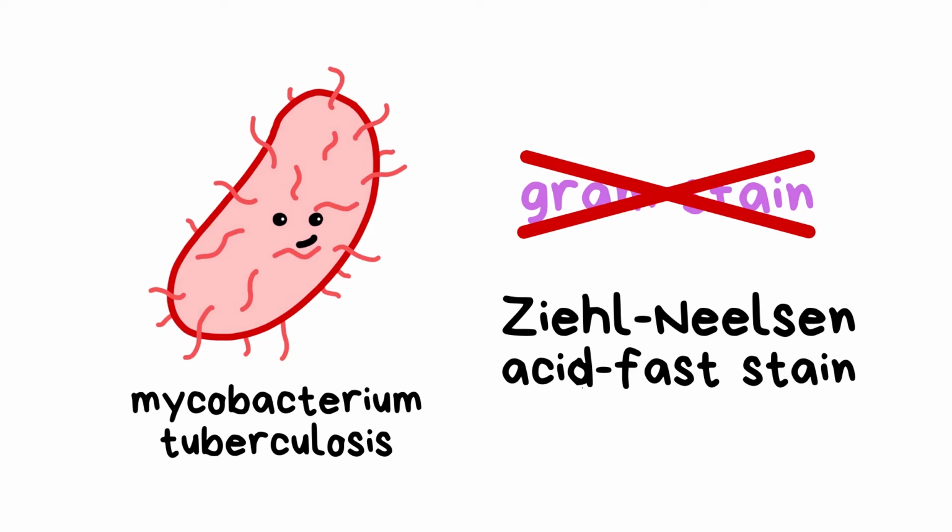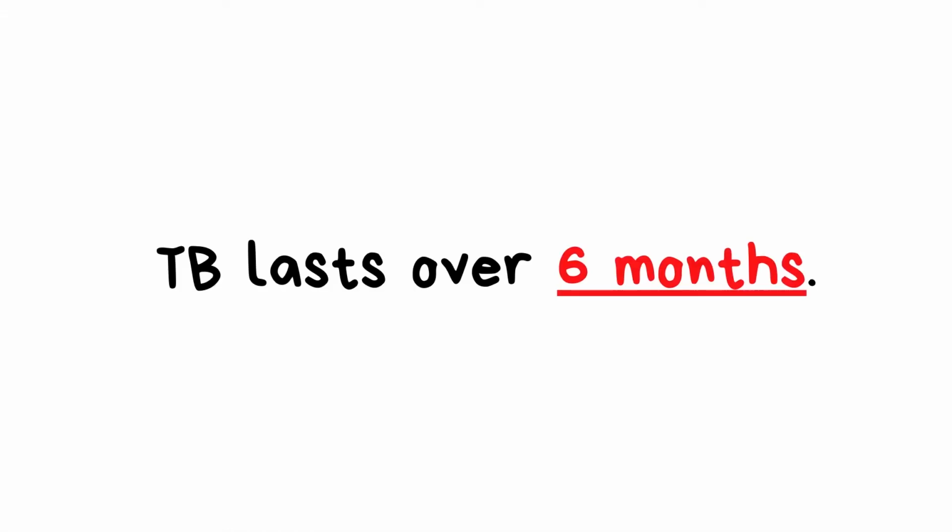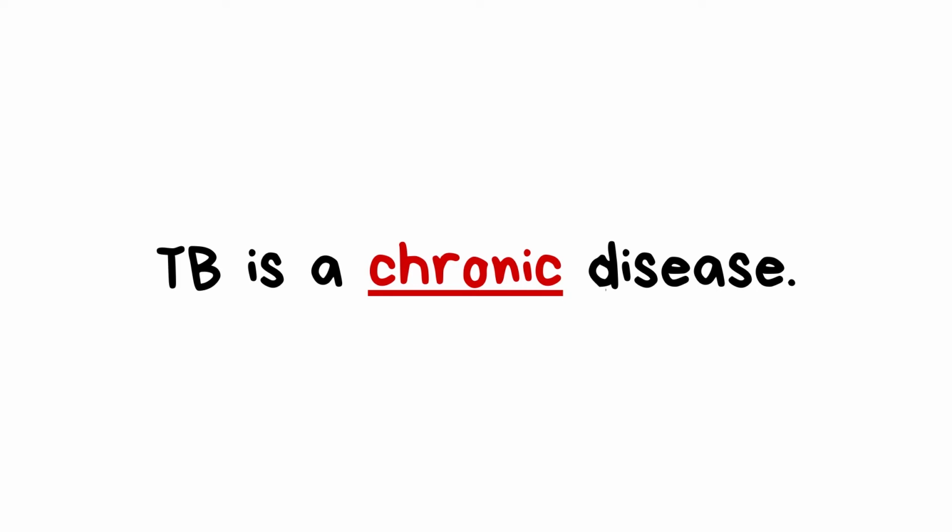When this bacteria is exposed to the acid-fast stain, the mycolic acid present in the cell wall of the bacterium will cause the bacterium to be stained red, indicating the presence of the Mycobacterium tuberculosis bacterium. Mycobacterium tuberculosis can be present in two states, active and latent states. We need to inform you that tuberculosis lasts over 6 months. And because of that, tuberculosis is considered a chronic disease.